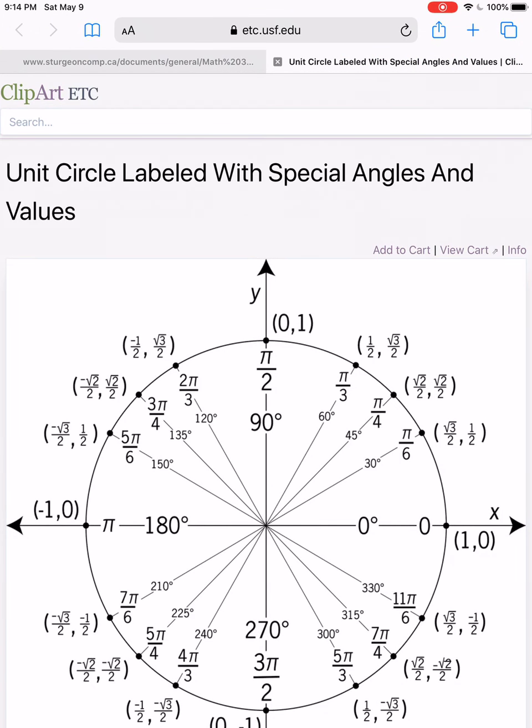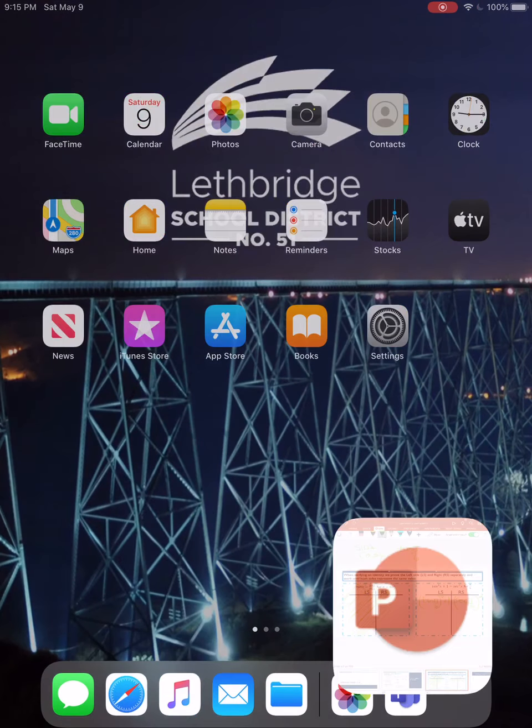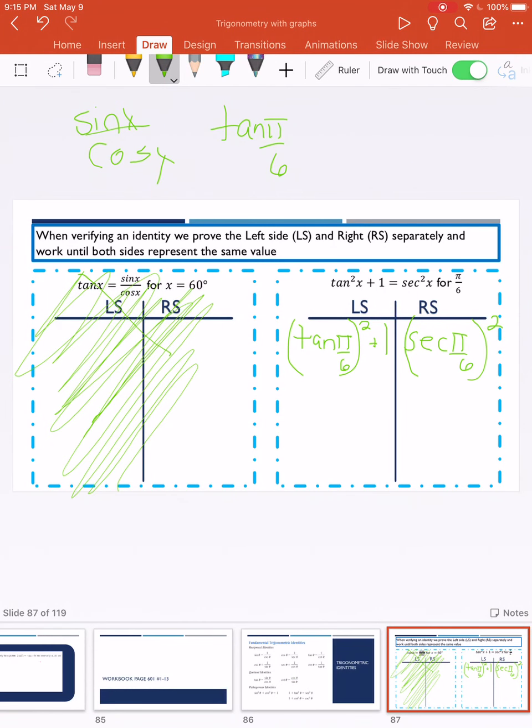So at pi over 6, remember your ordered pairs are always written as cosine, then sine. So the value of sine is 1/2. The value of cosine is root 3 over 2. So we're going to go 1/2 divided by root 3 over 2.